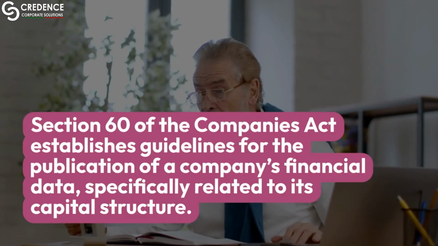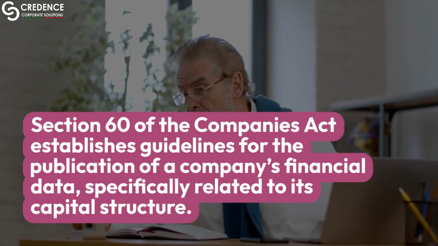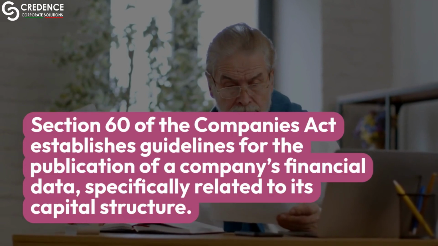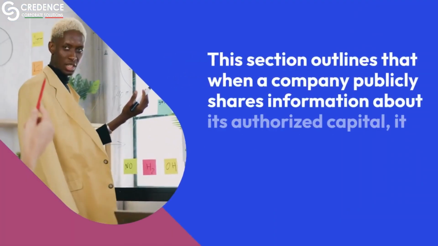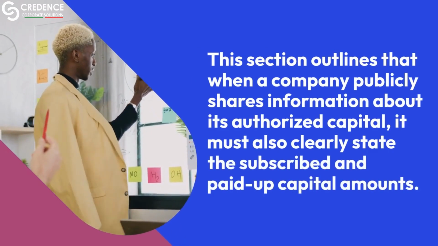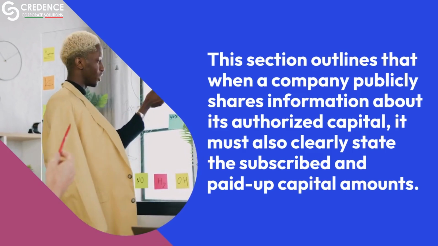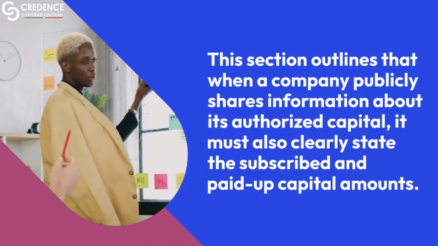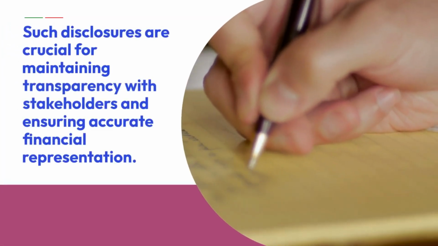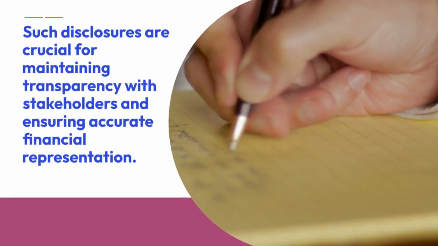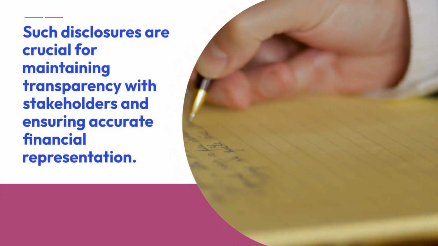Section 60 of the Companies Act establishes guidelines for the publication of a company's financial data, specifically related to its capital structure. This section outlines that when a company publicly shares information about its authorized capital, it must also clearly state the subscribed and paid-up capital amounts. Such disclosures are crucial for maintaining transparency with stakeholders and ensuring accurate financial representation.